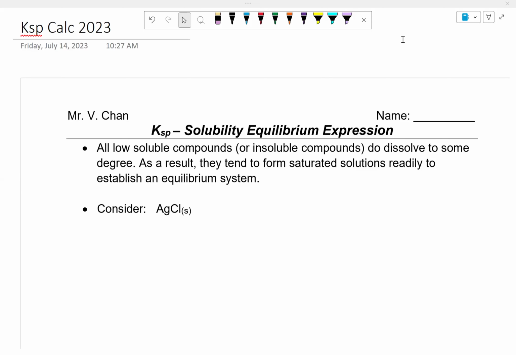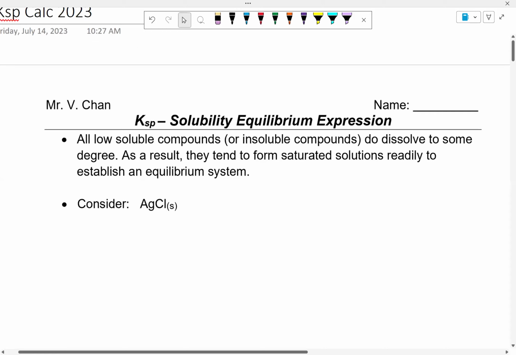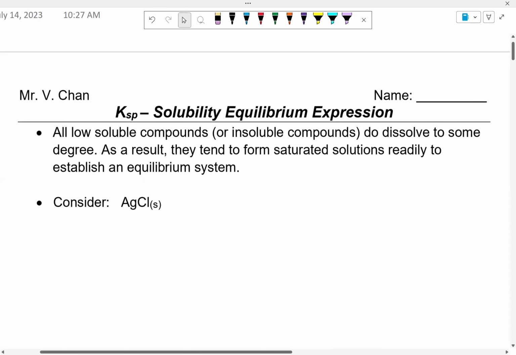Hello, Chemistry 12. This is Mr. Chan here. And today, what I wanted to do was talk about the second part of solubility equilibrium. And we're going to be focusing on the grade 12 portion of solubility.